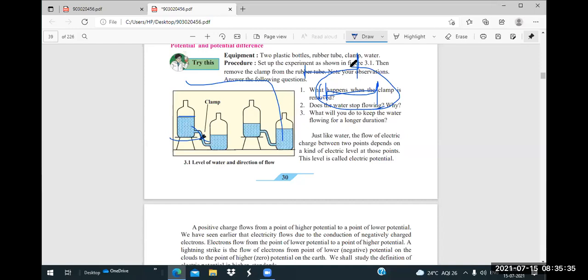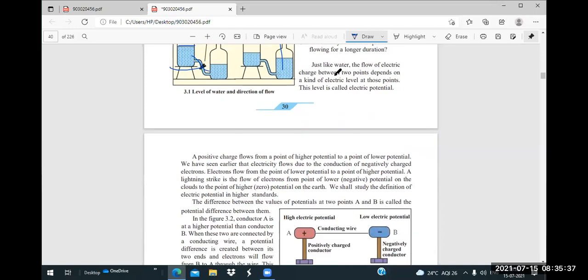Okay. Now we have to see about it. Here we are speaking about charge. We have two kinds of charge, positive and negative. A positive charge flows from a point of higher potential to a point of lower potential. Means if there is a positive charge, it will flow from higher to lower.